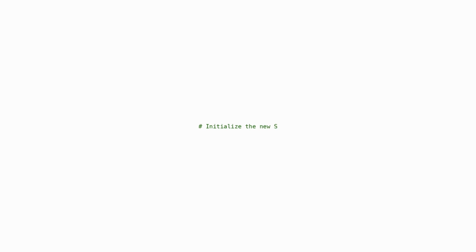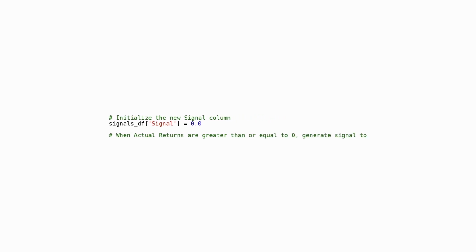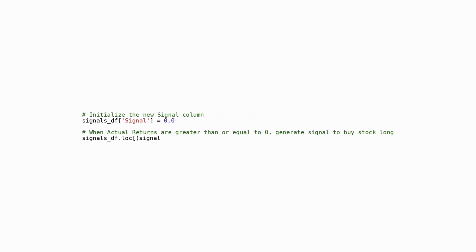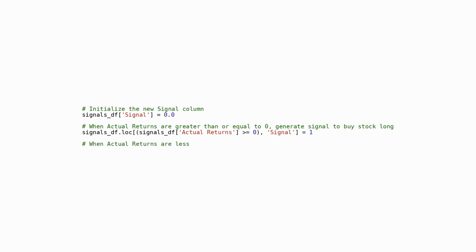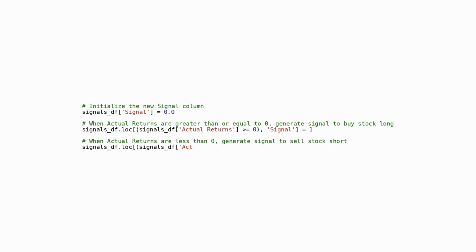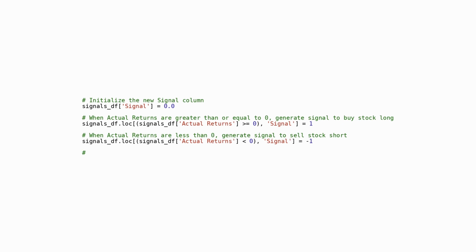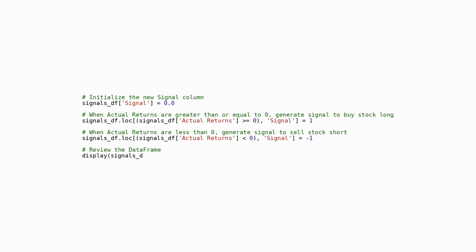This code is intended to manipulate a financial data frame named signals_df that contains a column of actual returns. The code first adds a new column to signals_df called signal and initializes all the values in this column to 0.0, representing a neutral signal. It then sets up a long signal, represented by the value 1.0, for rows where actual returns are greater than or equal to 0, indicating a buy signal for the associated stock. Conversely, it establishes a short signal, represented by the value -1, for rows where actual returns are less than 0, indicating a sell signal. The code finally uses two display functions to show the first few and the last few rows of the updated signals_df data frame, which helps in reviewing the changes done to the signals based on the actual returns.